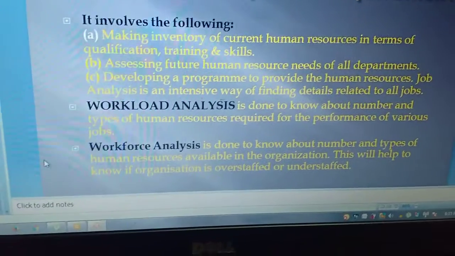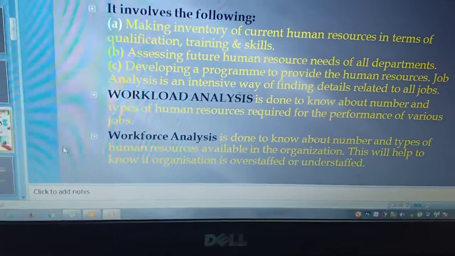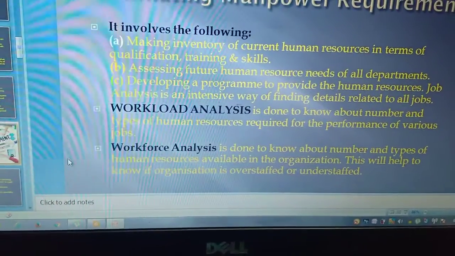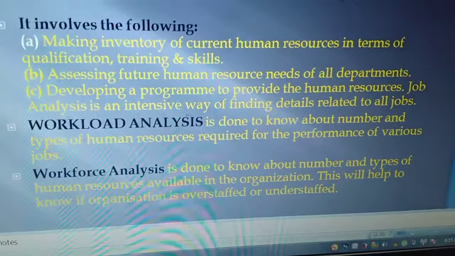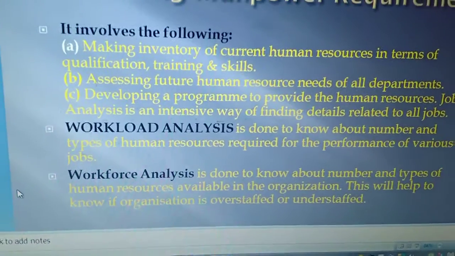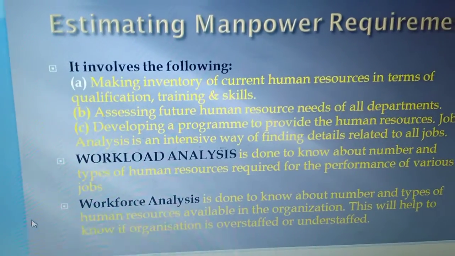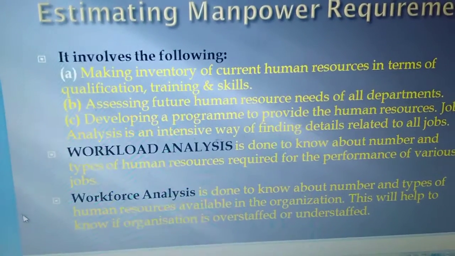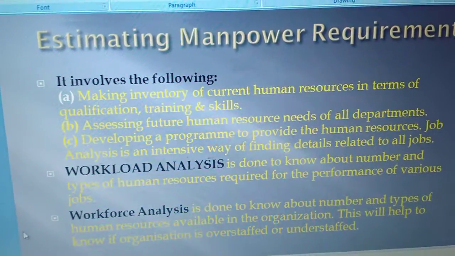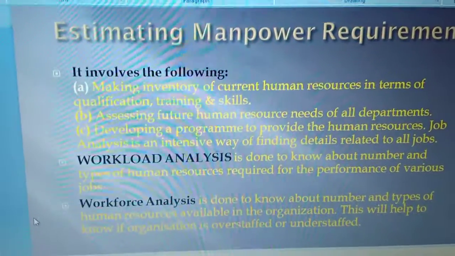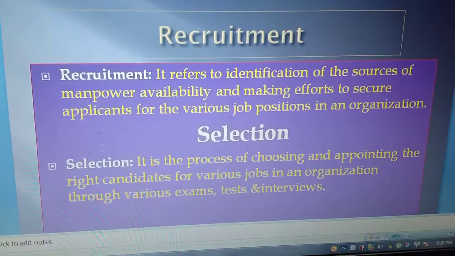OK, and the difference between the workload and the workforce analysis helps to determine whether we have a shortage of manpower or a surplus of manpower. Suppose with the help of workload analysis we see that we require 4 teachers of business studies, but with the help of workforce analysis we see that there are 3 teachers already present. So this analysis helps the principal to appoint only 1 teacher for business studies.